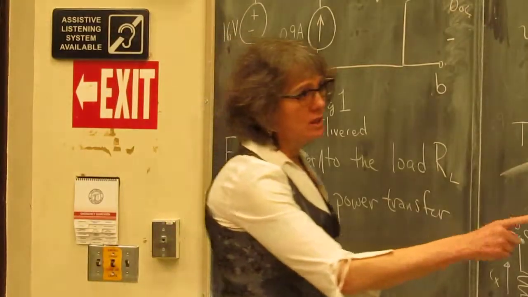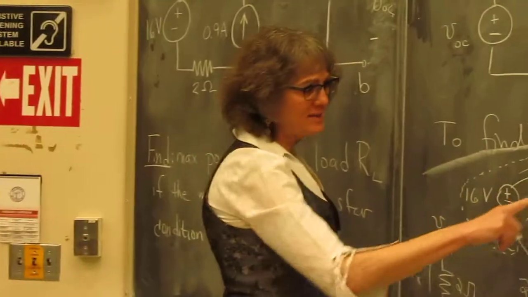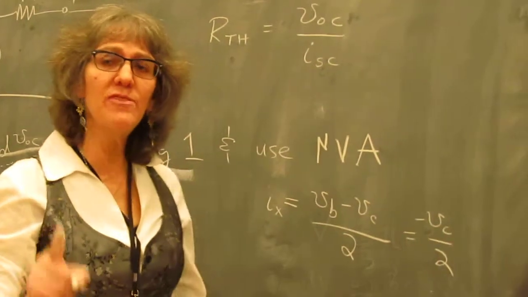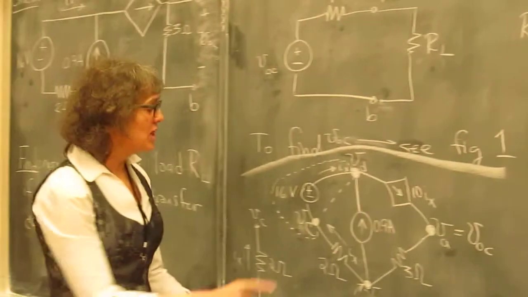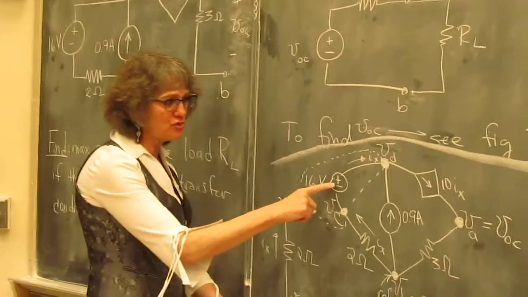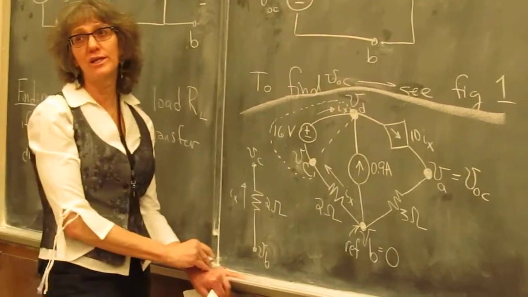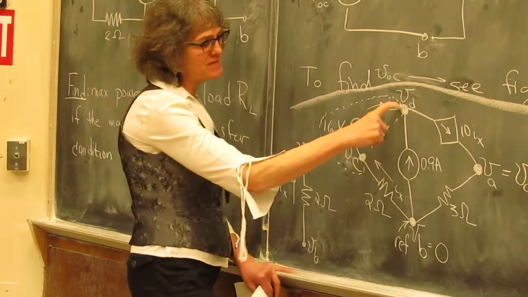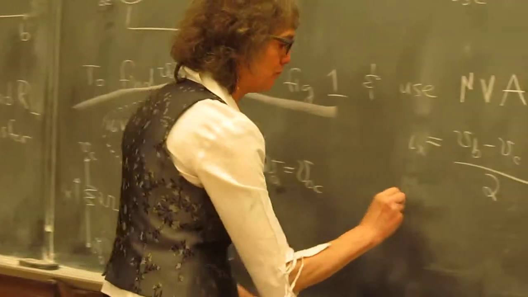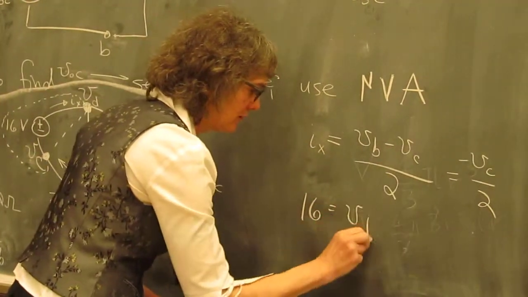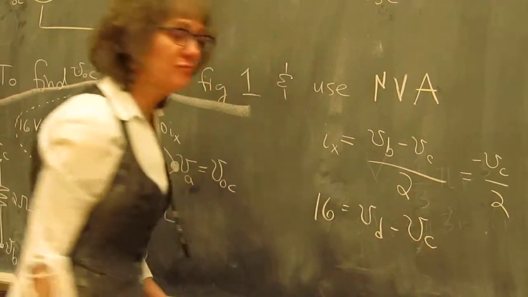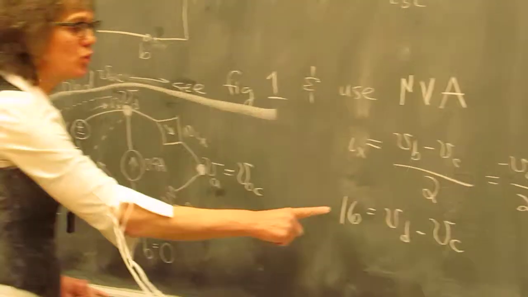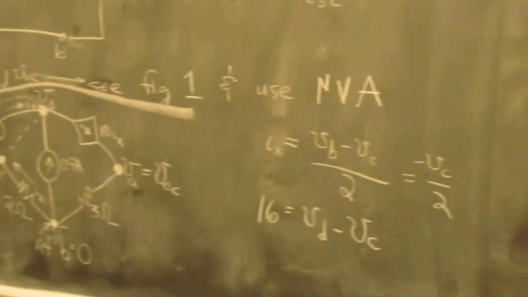All right, so I've identified it. Now what I have to do is write an equation. The equation I'm going to write is the voltage of the source in terms of the node voltages on either side. So that means that 16 is equal to VD minus VC. Everybody see that?